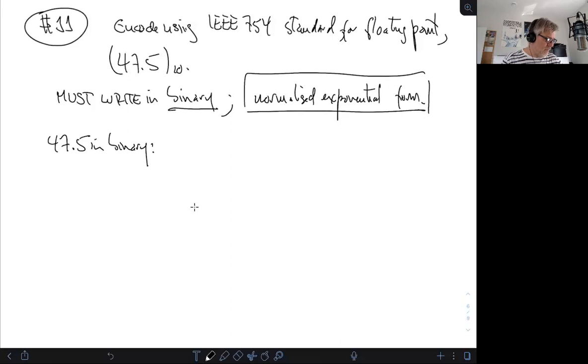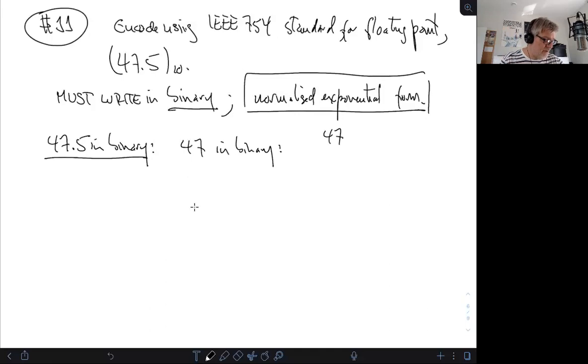So there's the integer part and there's the fractional part. These are done separately, right? So you do 47 in binary. So what is that? Let's do it quickly. You can do it by successive divisions by 2 if you wish, but I'm going to do it by just removing highest powers of 2. It's a little bit easier for me to do it that way.